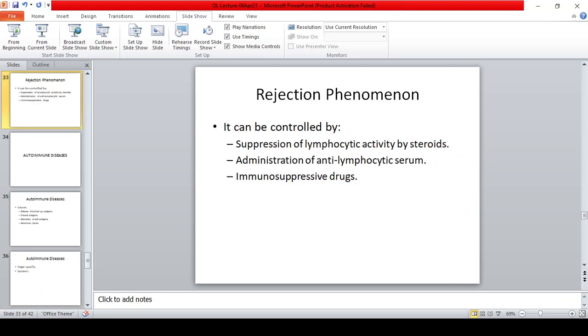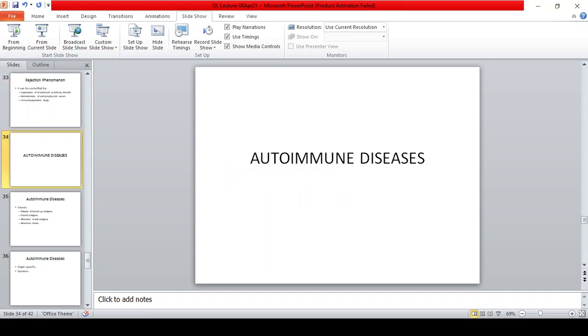Now this rejection phenomena can be controlled to some extent by these measures, including number 1, the suppression of lymphocytic activity by the steroids, which are the glucocorticoids, administration of anti-lymphocytic serum, or the use of immunosuppressive drugs. The third main group of disorders are the autoimmune diseases.